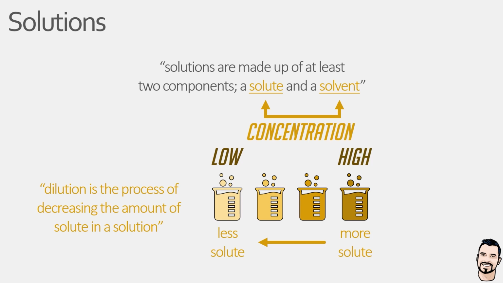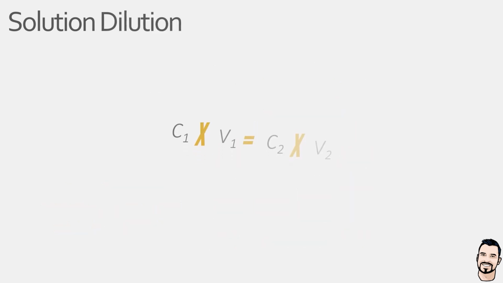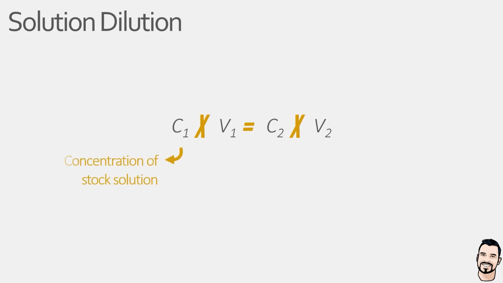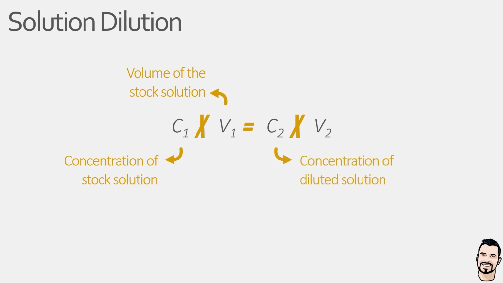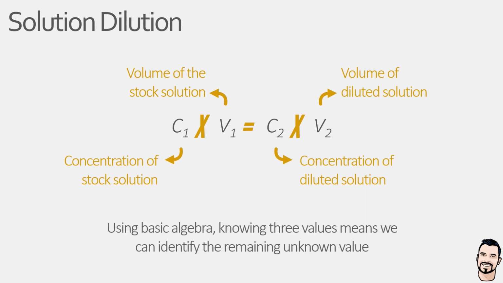And obviously this revolves around a very specific equation, which doesn't have a specific name. It is just known as C1 times V1 equals C2 times V2. And this is where C1 is the concentration of our stock solution, V1 is the volume of the stock solution, C2 is the concentration of our diluted solution, and V2 is the total volume of our diluted solution. Now, using basic algebra, we can rearrange this equation so that we can take three pieces of known information in order to identify the fourth unknown.